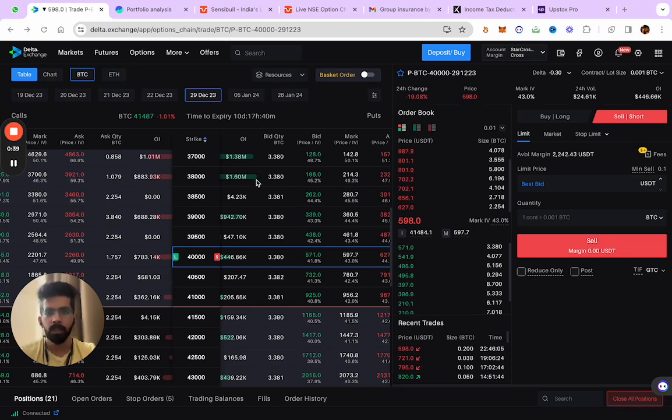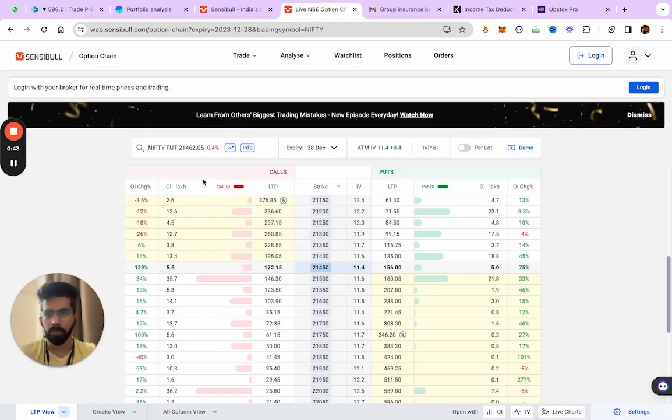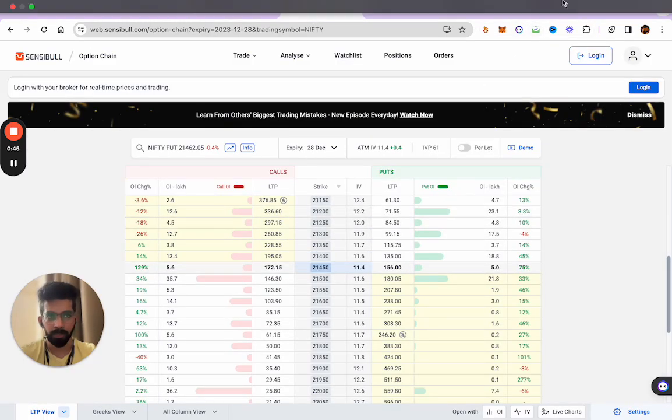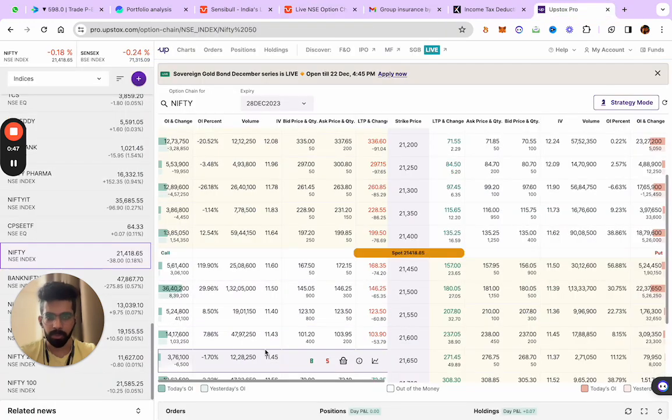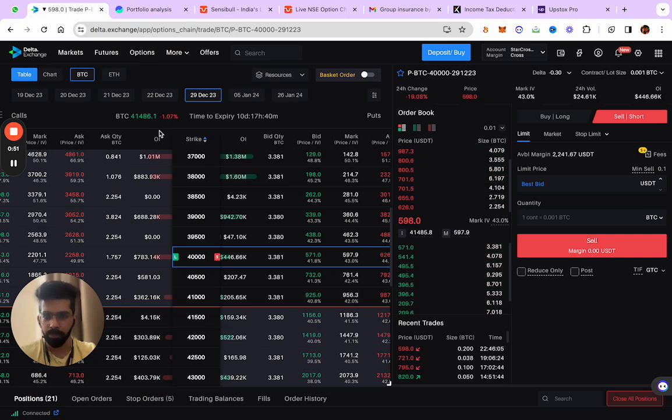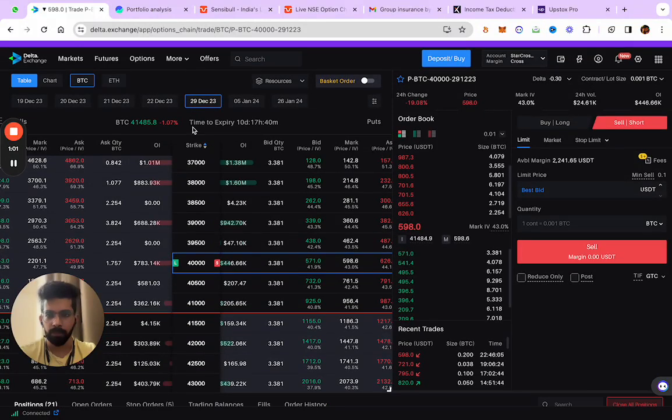Option chains are also available in the stock market. Sensibull offers you an option chain, along with Upstox, which also does the same. Delta Exchange's option chain is more comprehensive and offers you all of the features which are available with both these platforms, along with some more features on top of it. So let's study the option chain and what features it offers us.